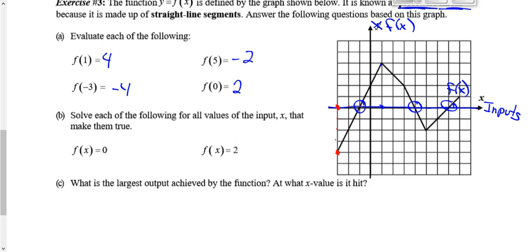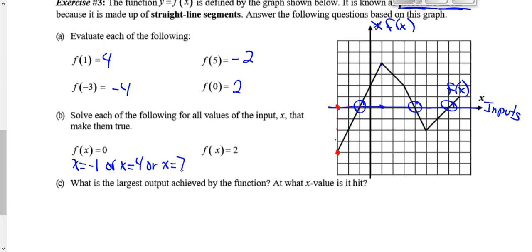So f of x equals 0. The first one is found at x equals what? Negative 1. And then you need the word or. x equals what? What's the next 0? x equals 4. And then the word or, not and. x equals what? 7. Okay? So there's basically 3 solutions to this, isn't there?